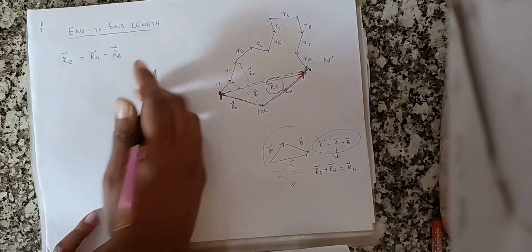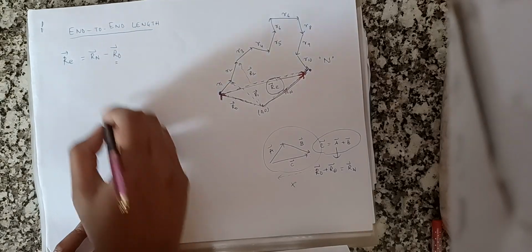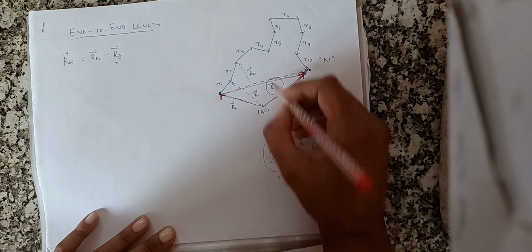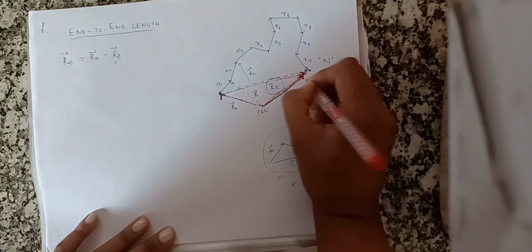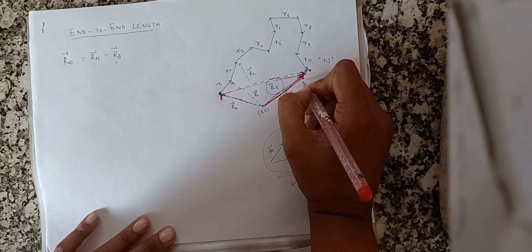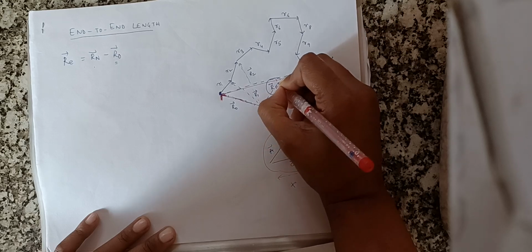Okay, good. If we understand this, now let us leave R0 apart and focus on Rn. What is Rn? Rn is this vector, right? This is your Rn. Focus on this Rn. Rn can also be written in terms of Rn minus 1. So this is Rn minus 1.